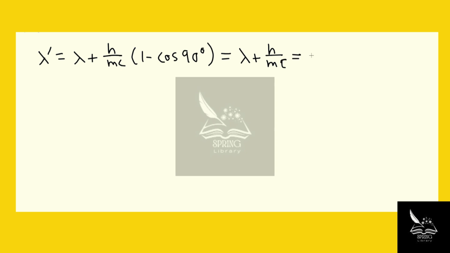H over mc is called the Compton wavelength, and it's useful to have its value recorded because it's used frequently. So plugging in our value for the initial wavelength of our light plus our Compton wavelength, which is about 2.426 picometers.